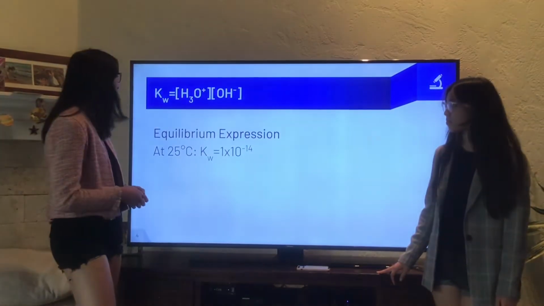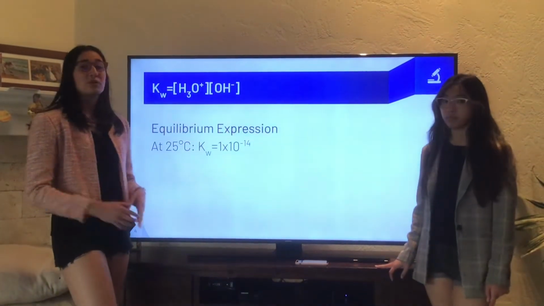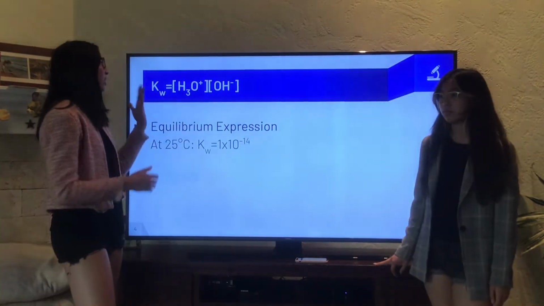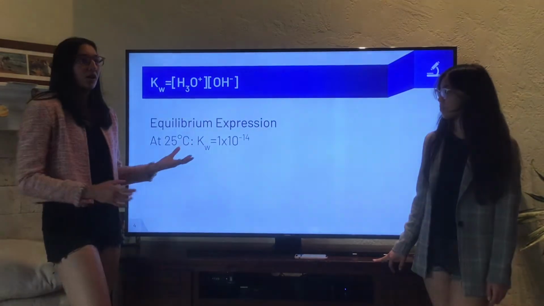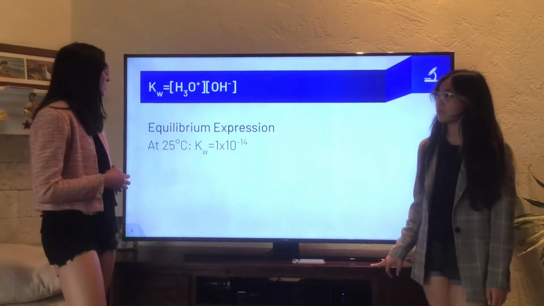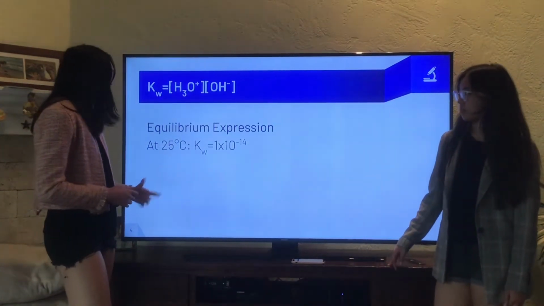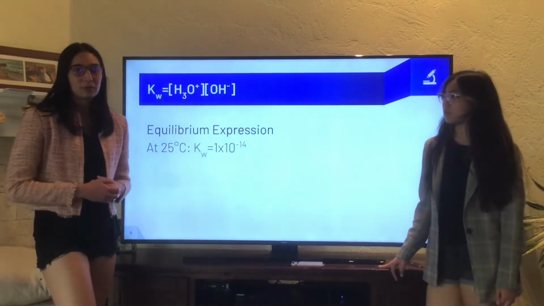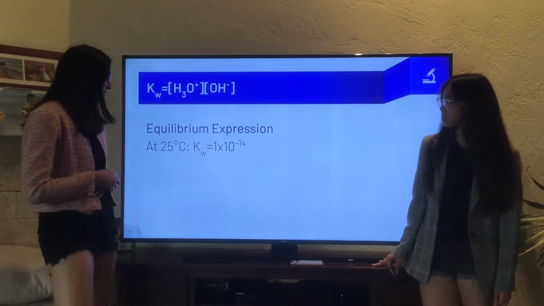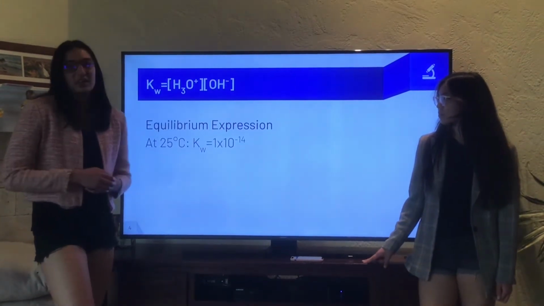So this is the equilibrium expression for the autoionization of water. To create an equilibrium expression, we do products over reactants. Here we have the aqueous products, which are a hydronium ion and a hydroxide ion. But since water is a liquid, we don't include it in the equilibrium expression. The W in the equilibrium expression simply means that this expression is for water. And at 25 degrees Celsius, Kw is equal to 1 times 10 to the negative 14.